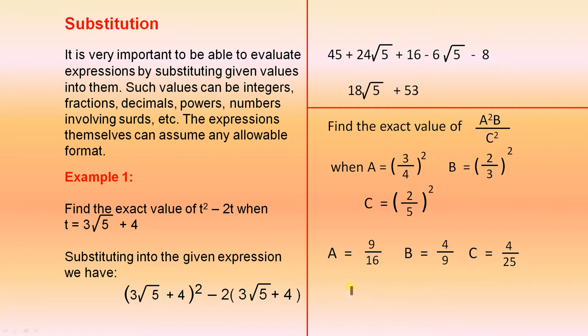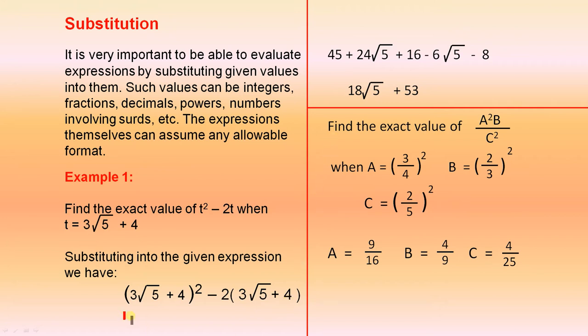Example 1. Find the exact value of t squared minus 2t when t equals 3 root 5 plus 4. Now substituting into the given expression we have (3 root 5 plus 4) squared, because that's the value of t and we square it, minus 2 times t, which is 3 root 5 plus 4.